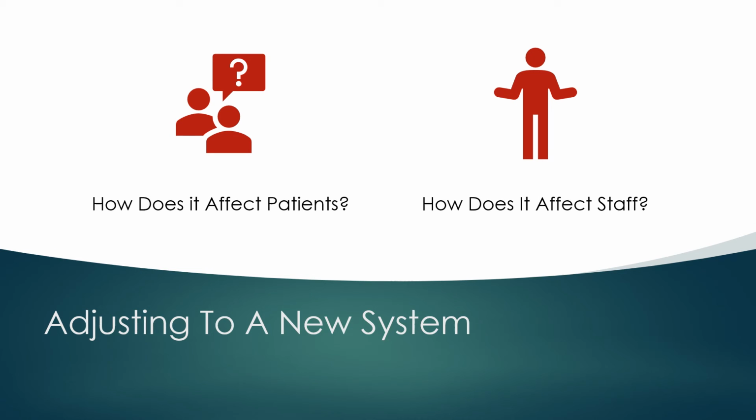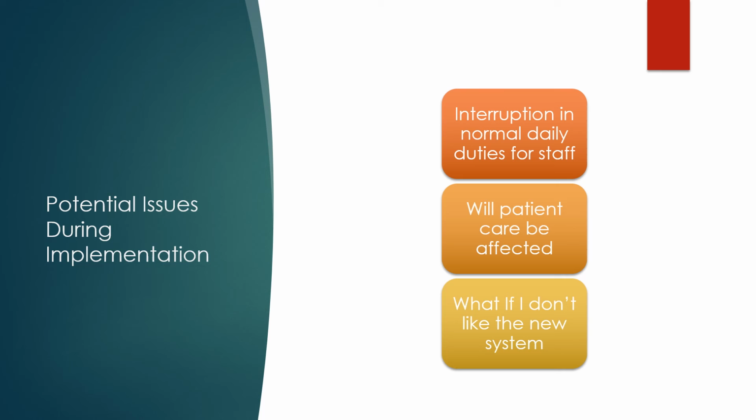So adjusting to a new system, you want to kind of weigh out your options of how is it going to affect my patients, how is it going to affect my staff. Potential issues could be an interruption in normal daily duties for your staff. So are they going to have to stop doing their normal duties to come and train for this particular software? Or will the patient be affected in any kind of way? So will the patient receive a lack of care because we're training for a new software? And then, of course, the question comes across everyone's head. What if I don't like this new system? What am I going to do? Well, ultimately with an EHR, as I've given you all the benefits prior to this slide, you can see that you most likely will like using an EHR system. So I doubt you'll have to worry about that last comment of what if I don't like the new system.